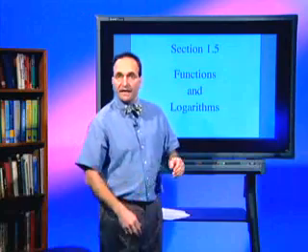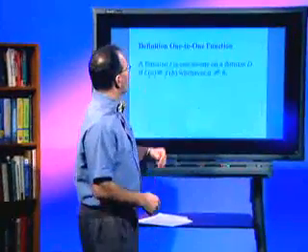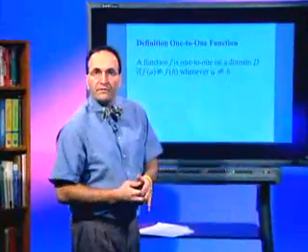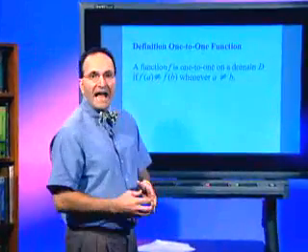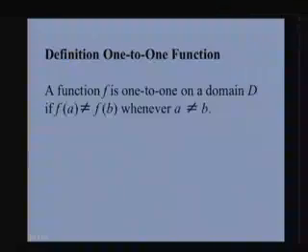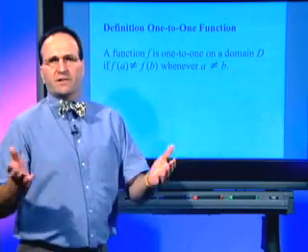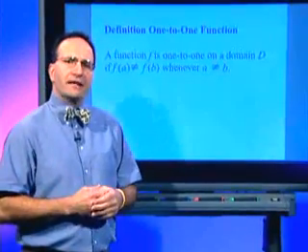Let's start with a definition. Definition of a one-to-one function. A function f is one-to-one on a domain D if f of a does not equal f of b whenever a doesn't equal b. Let's look at some graphs that will help illustrate this definition.